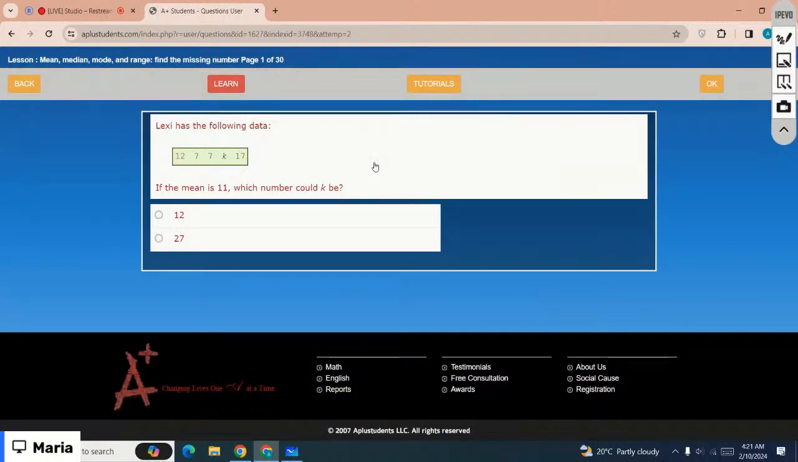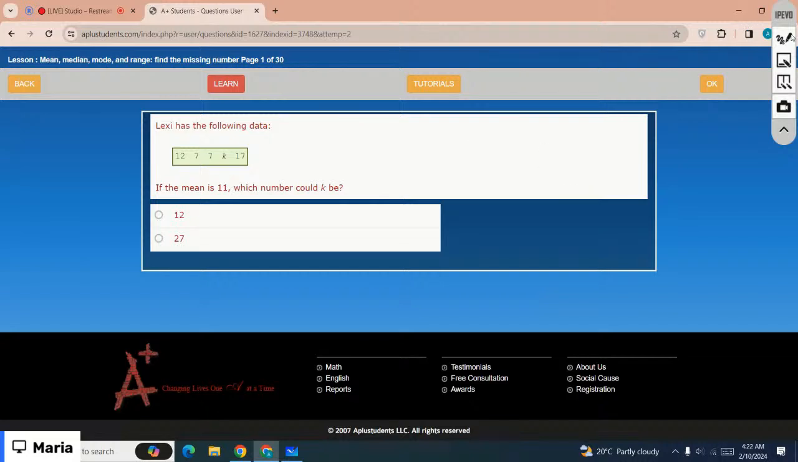Lexi has the following data. If the mean is 11, what number could K be? Which is the correct option? The mean is 11, right? First, what is the mean? Mean means you have to add up all the numbers and divide by the number of values, and you get the mean.